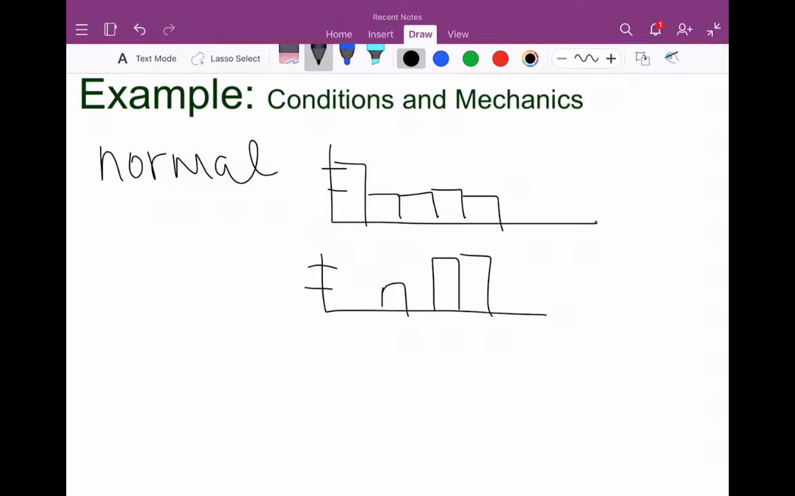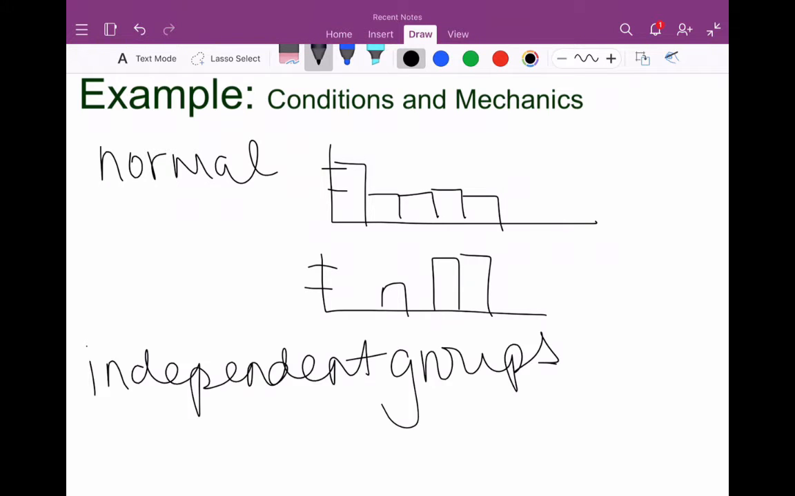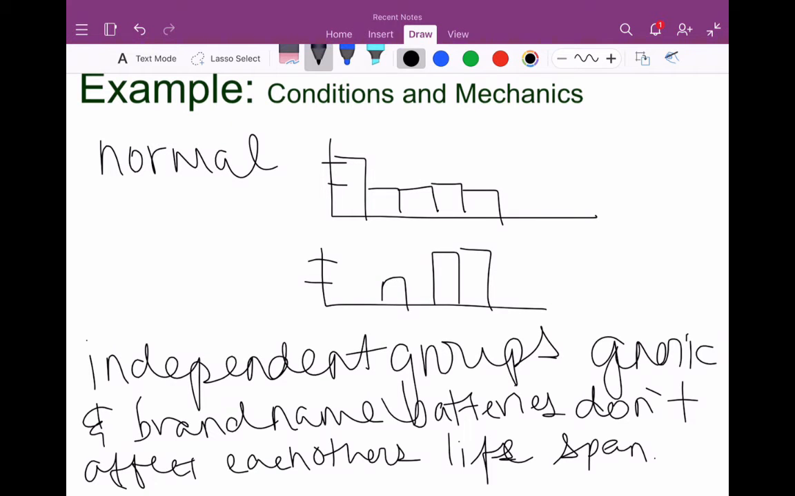But we'd probably be okay in assuming that it is normal data, so that we can use the normal model. And then the last thing we need to do is check that the groups are independent. So we just have to think, are the brand name batteries going to affect the generic? As long as they're not produced together, and we would have 2 companies making them, there's no reason to think that the brand name will affect the generic. So for independent groups, generic and brand name batteries don't affect each other's lifespan, so we'd be okay here.